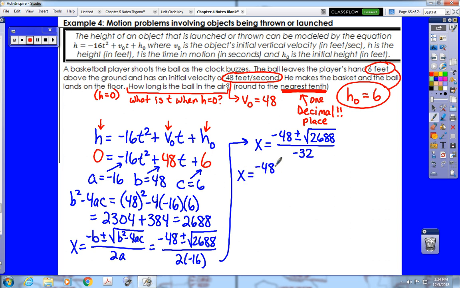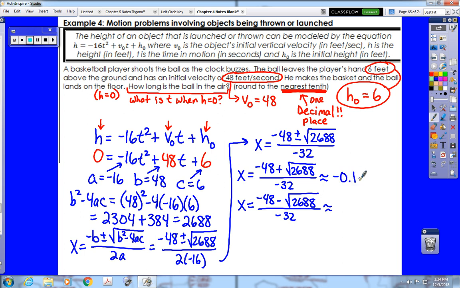So that is 2 possible answers. Negative 48 plus the root of 2,688 over negative 32, which we'll put in the calculator in a minute, and negative 48 minus the square root of 2688 over negative 32. So there are 2 solutions, but we're not going to use both of them. Using the fraction button on our calculator, we are going to enter each of these into the calculator. What's going to happen is it's going to spit out a big, long, ugly decimal, negative 0.120185175. So we're going to round that off like the problem told us to and get negative 0.1 seconds.